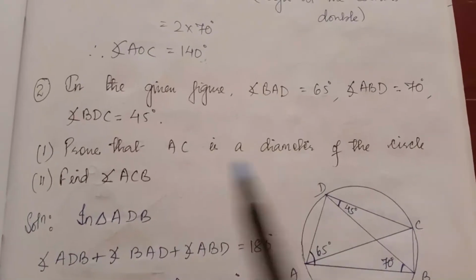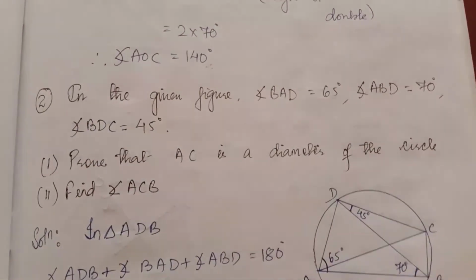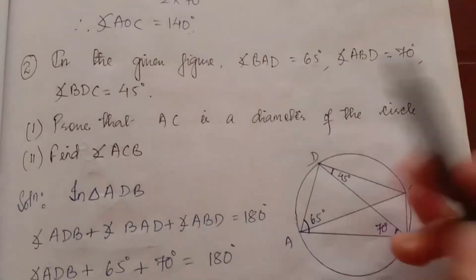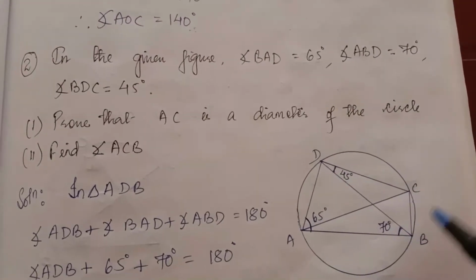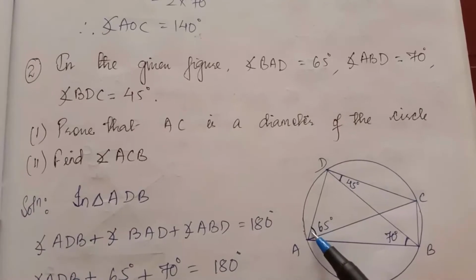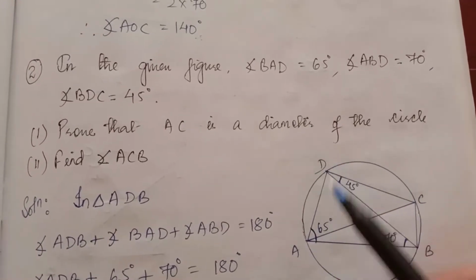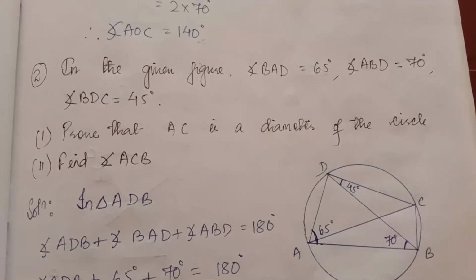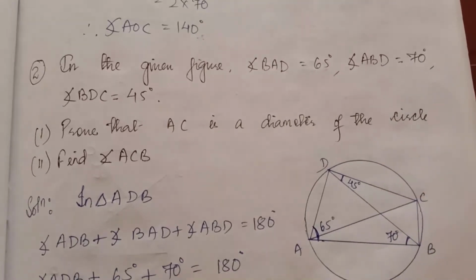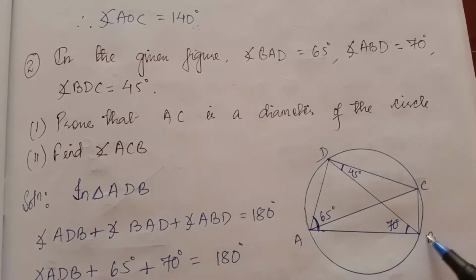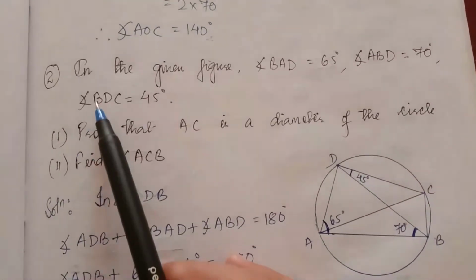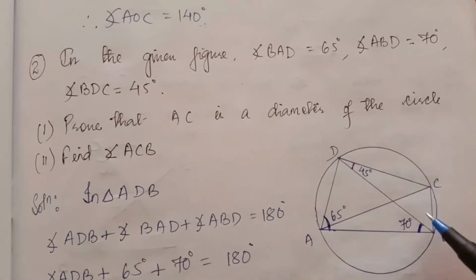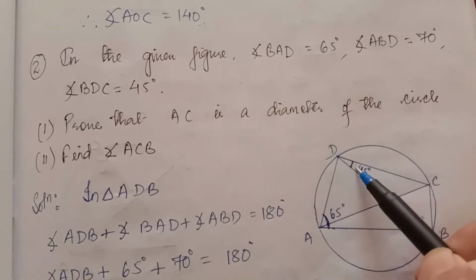Question number 2 is: in the given figure, angle BAD is 65 degrees. So here a diagram is given. This is a cyclic quadrilateral, okay. BAD, this angle, is given as 65 degrees. Angle ABD is 70 degrees, this angle is given as 70 degrees. And angle BDC is given as 45 degrees, this angle is 45 degrees.